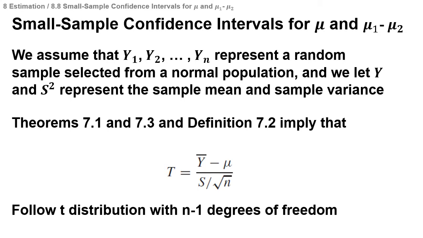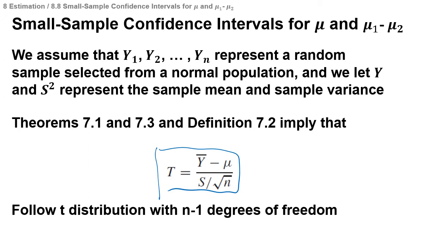If we can assume that y1 to yn represent a random sample selected from a normal population, and we let y bar and s square represent the sample mean and sample variance, then theorems 7.1, 7.3, and definition 7.2 imply that this one follows the t distribution with n-1 degrees of freedom.